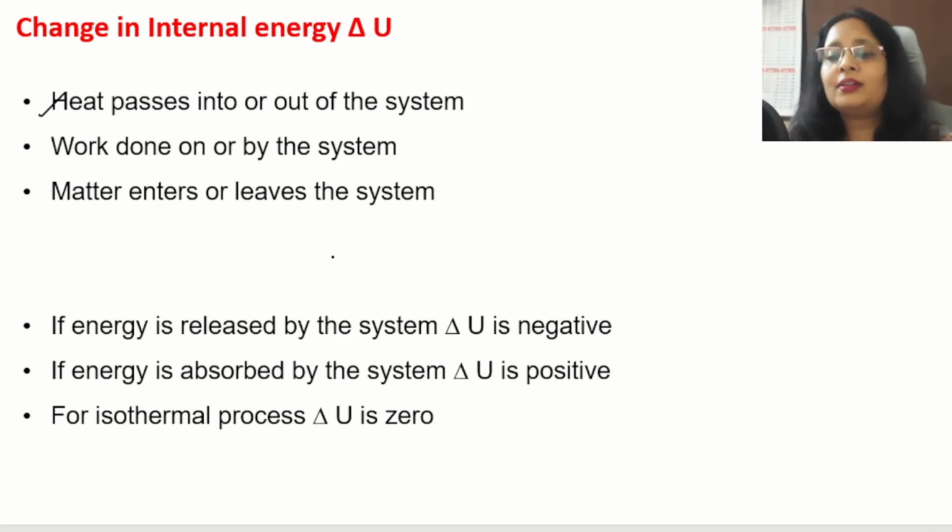So after that, the third point by which internal energy is changed is matter entering or leaving the system. If matter enters the system, its internal energy will be changed. If matter is coming out of the system, definitely its internal energy will be changed. So these are the three ways to change the internal energy: heat, work, or matter.